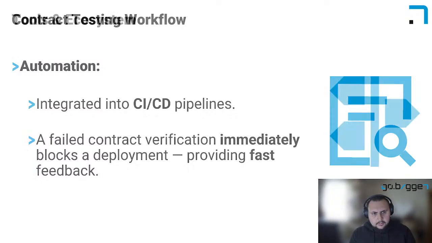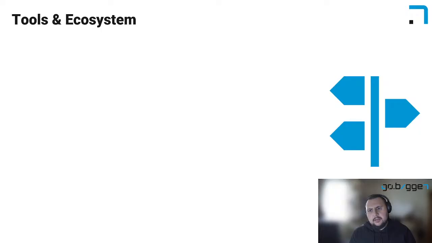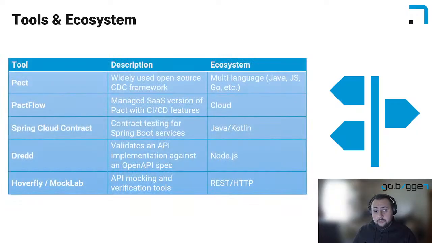Right. Speaking about contract testing, let's talk quickly about the tools and the ecosystem behind it. I've written down a little list of what you could possibly use, what it's used for, and what languages it usually covers. The prominent example would be Pact. It's a widely used open source contract testing framework. It's available in multiple languages, for example, Java, JavaScript, Go, etc.